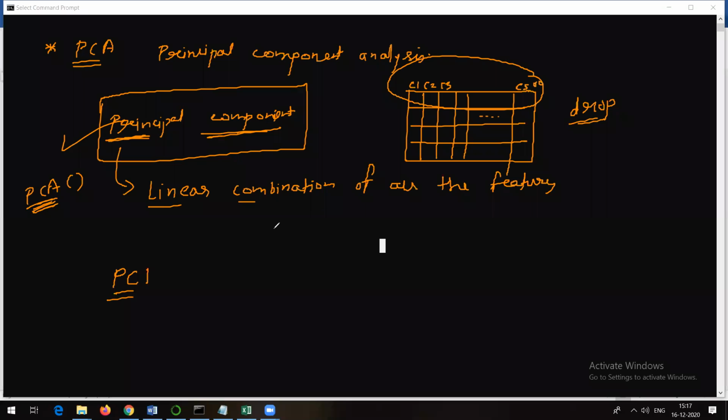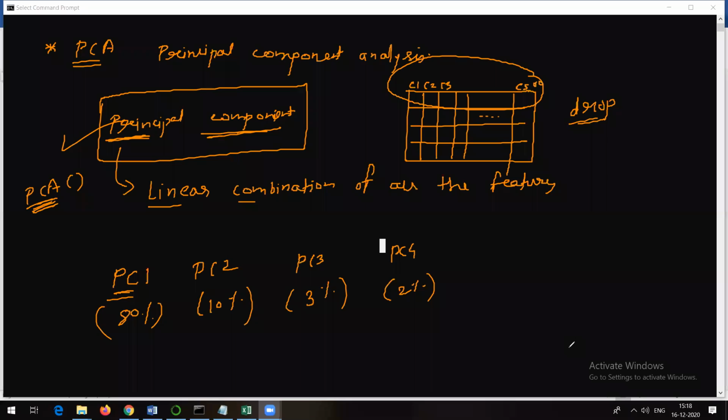So suppose principal component one is able to represent 80% of the complete data set. Only one component. It is a linear combination of all the features. Try to understand. Then it is going to find out PC2, principal component 2. Suppose PC2 is able to represent 10% of the variance in the complete data set. Then it is going to find out PC3. PC3 is able to represent suppose 3% of the variance in the complete data set. PC4 is able to represent suppose maybe 2% of the variance in the complete data set. Right?